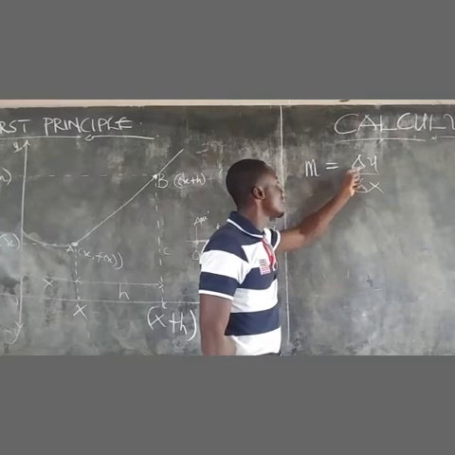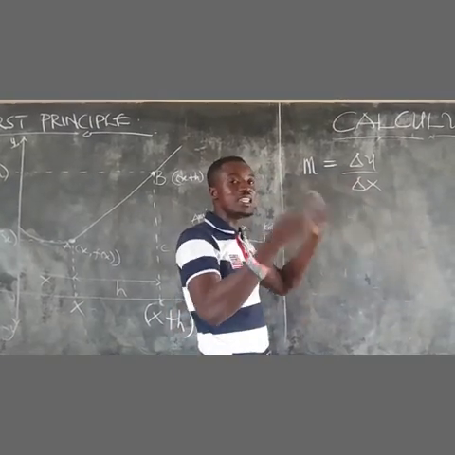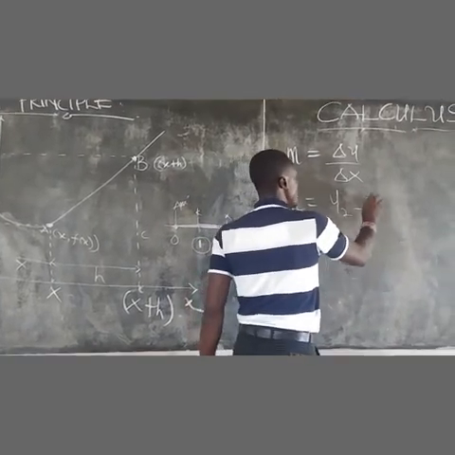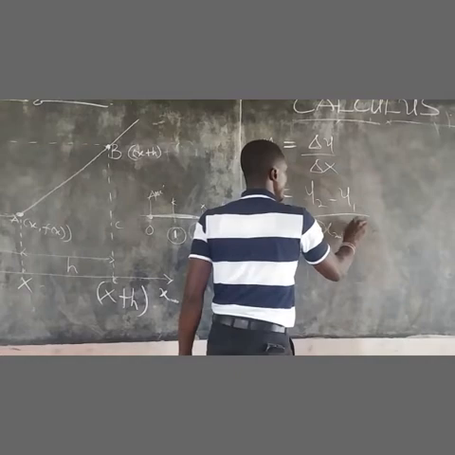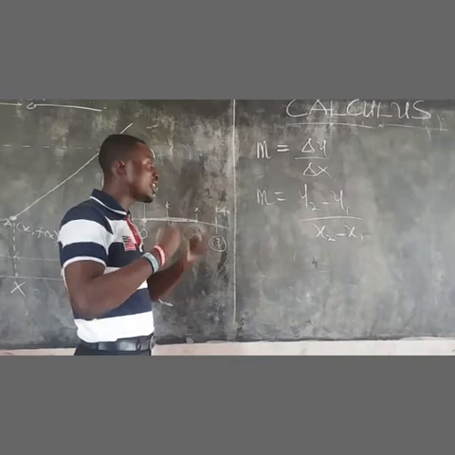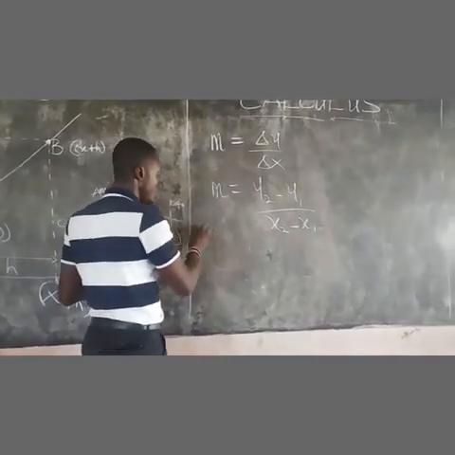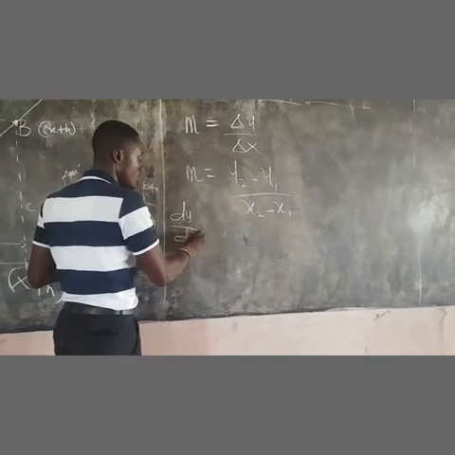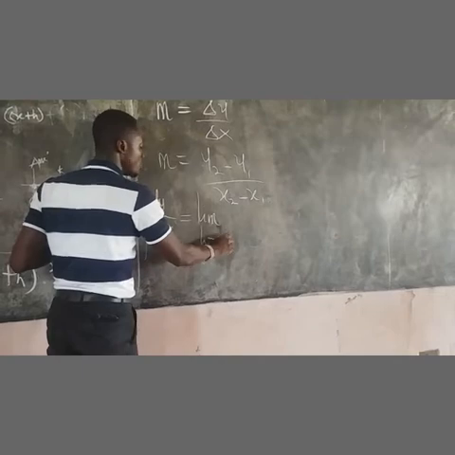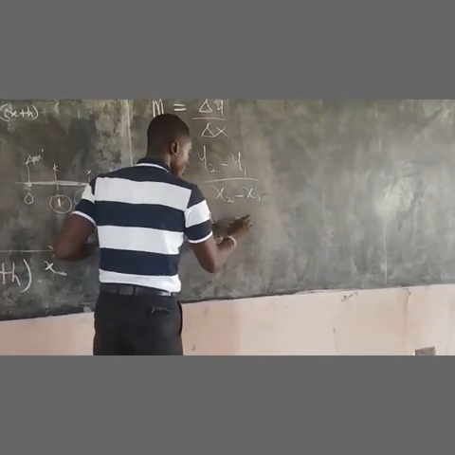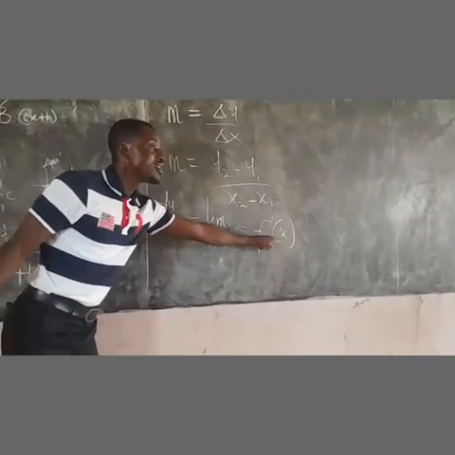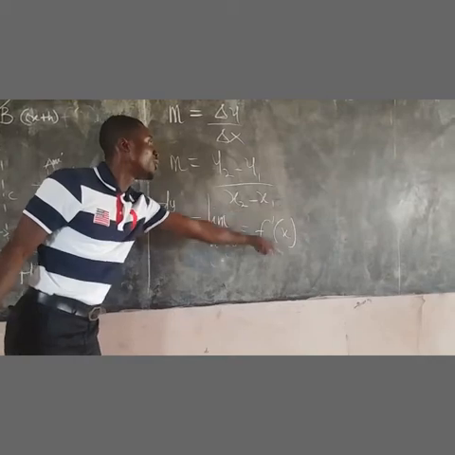This delta y, this symbol is pronounced delta y, representing change. Change is the same as y2 minus y1 over x2 minus x1. Don't forget, we said that the gradient of the curve is the same as dy/dx, or the same as the limit as, let's say, h approaches 0, or f prime of x. That is, if you differentiate f of x, you write it as f prime of x.